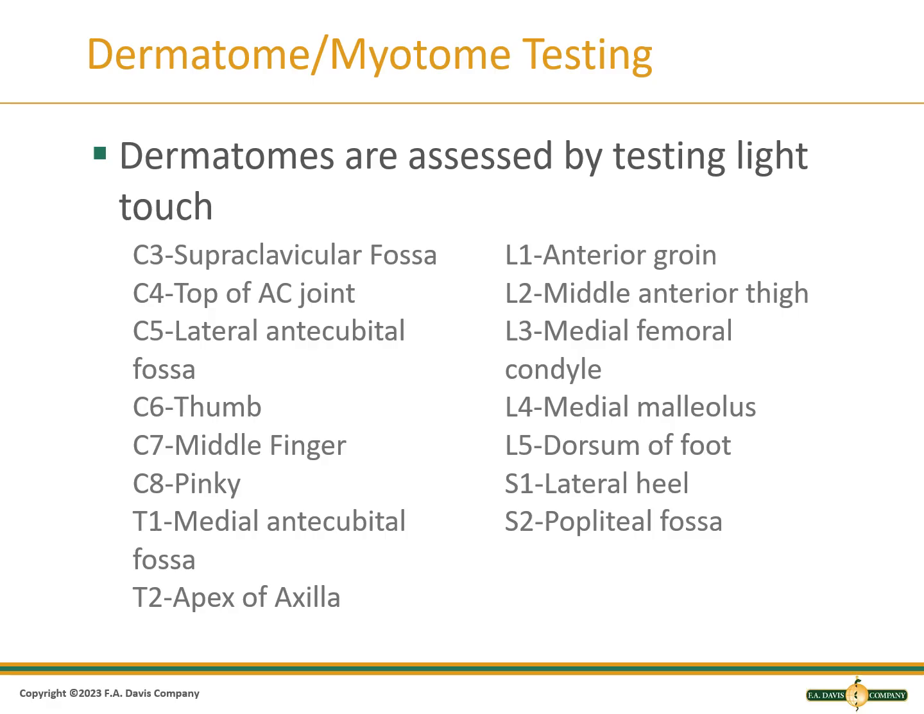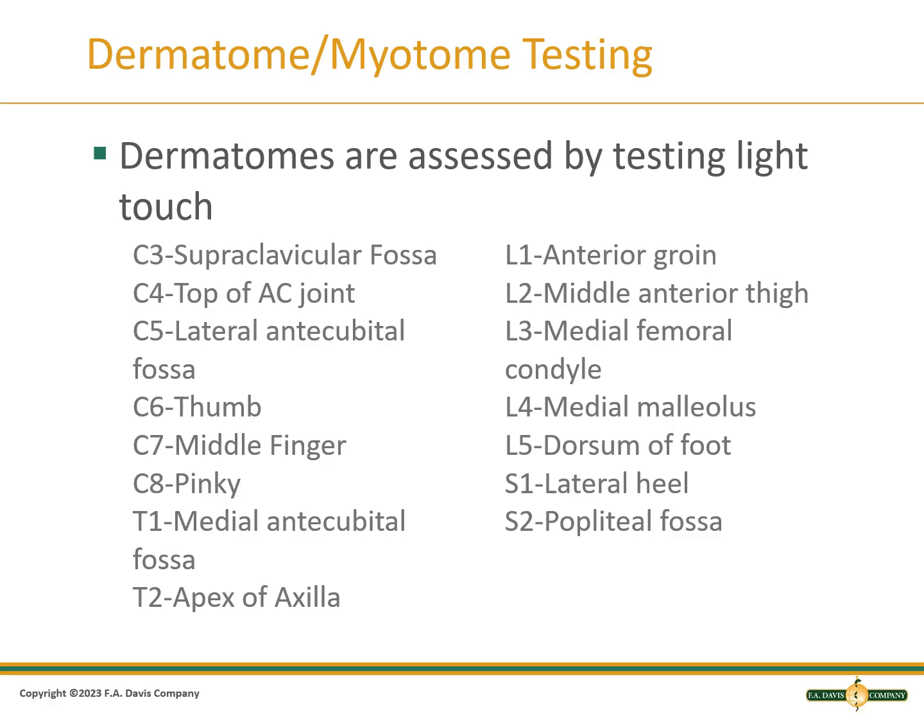So C3 is assessed at the supraclavicular fossa, C4 at the top of the AC joint, C5 at the lateral antecubital fossa, remember that's the front part of the elbow, C6 at the thumb, C7 at the tip of the middle finger, C8 at the tip of the pinky. T1 is assessed at the medial antecubital fossa, and then T2 at the apex of the axilla.